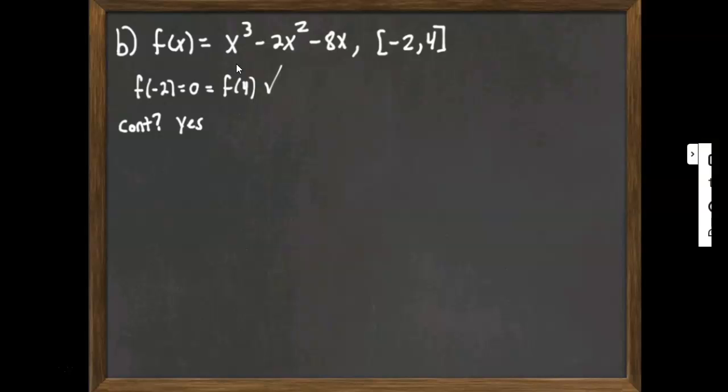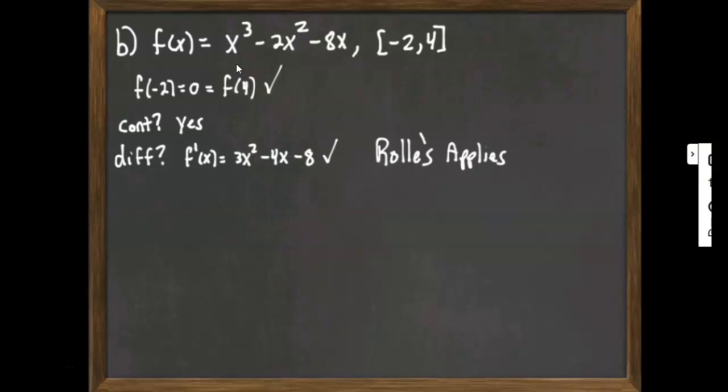And then we ask, is it differentiable? That's where our last problem kind of fell apart. Well, let's compute f prime. The derivative we can compute rather easily: 3x squared minus 4x minus 8. Is that defined for everything in -2 to 4? Yes, it is, because it's a polynomial, which is defined everywhere. Therefore, we have met all three conditions for Rolle's theorem, and so Rolle's theorem applies.